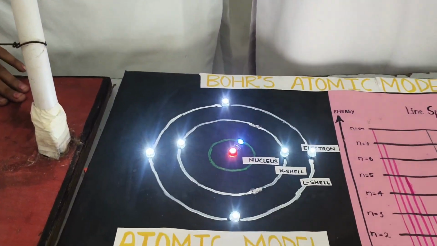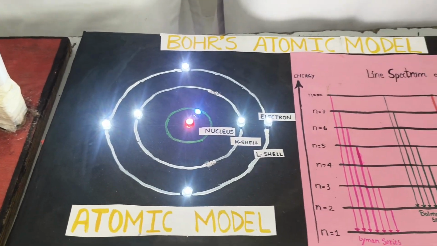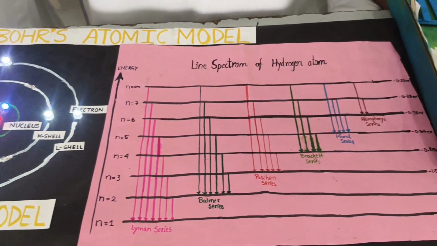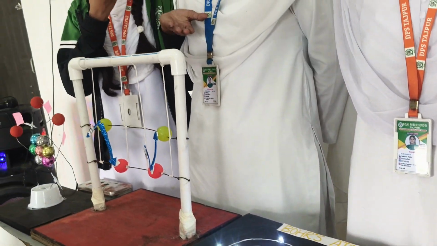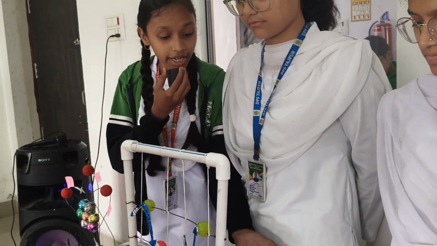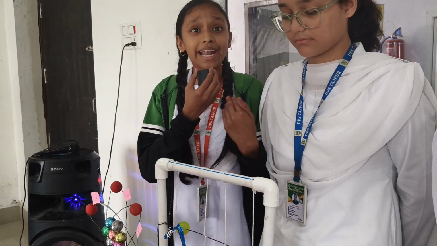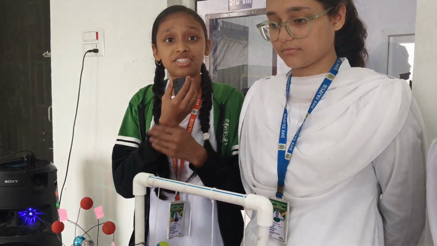But Rutherford was not able to define how the electrons are arranged in an atom. To overcome the objection raised on Rutherford's model, Bohr made this model to identify how electrons are arranged in an atom.